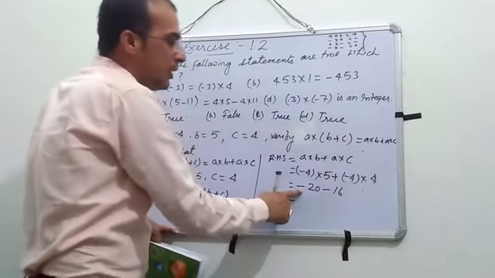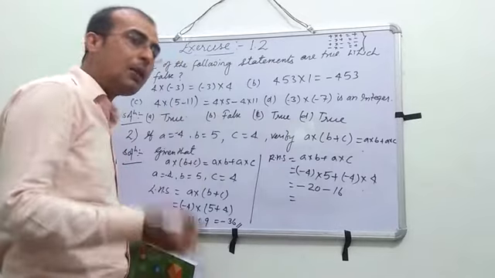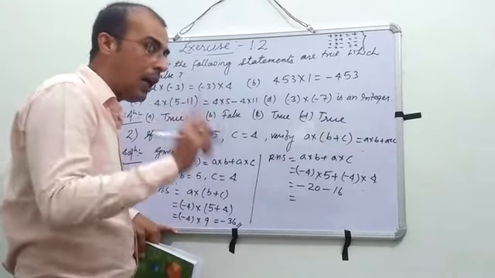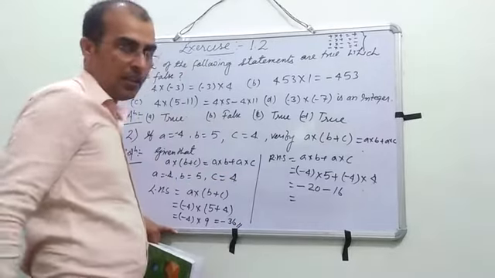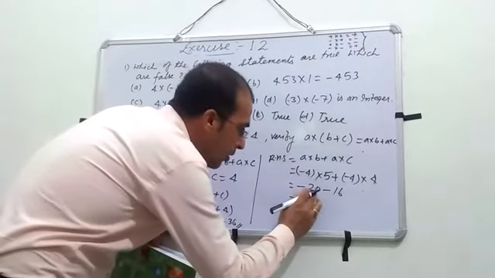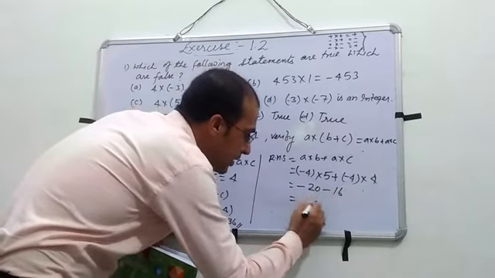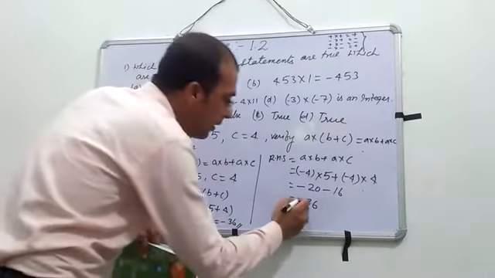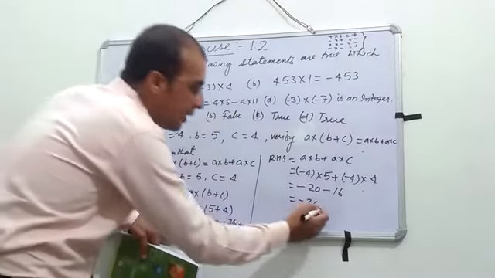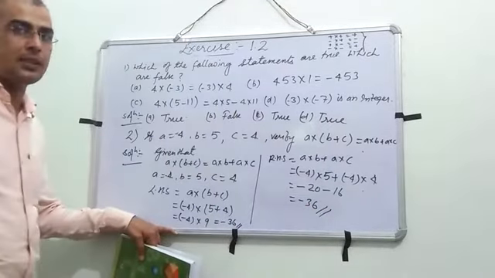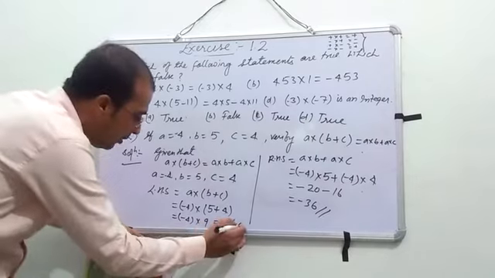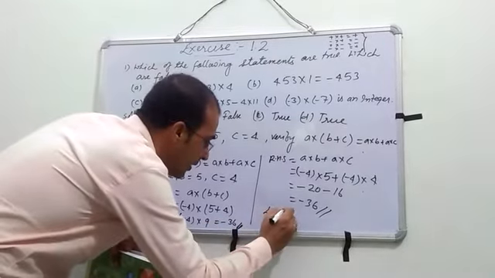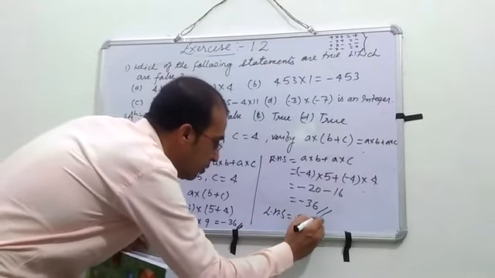If the two integers are negative, then we will add. If both are positive, then again we will add. But here it is given negative, so we will add. 6 plus 0 equals 6, 2 plus 1 equals 3. And what will be the sign? Sign will be negative. So what is RHS? RHS is equal to minus 36. And LHS is also minus 36. So we can say that LHS equals RHS.